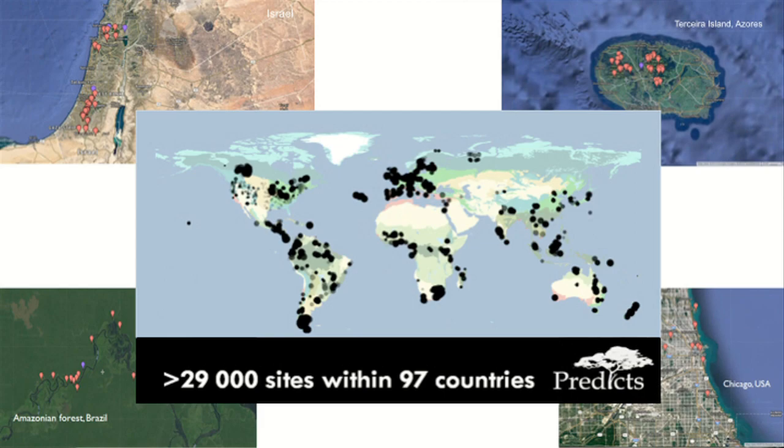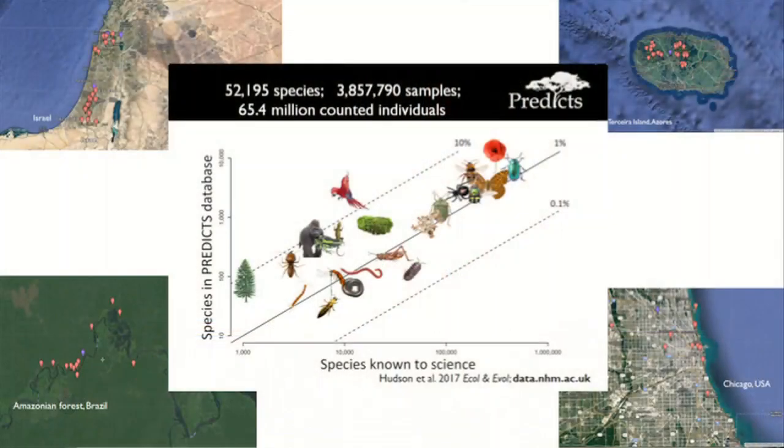As you can see in those images, these are sites where a data collector has gone out and monitored biodiversity, so a whole community, so abundance and species richness within a community within different land uses. We collect data from many different species, so we target vertebrates, invertebrates, fungi, and plants. We have over 52,000 species, nearly 4 million samples, and over 65 million individuals in our database now.